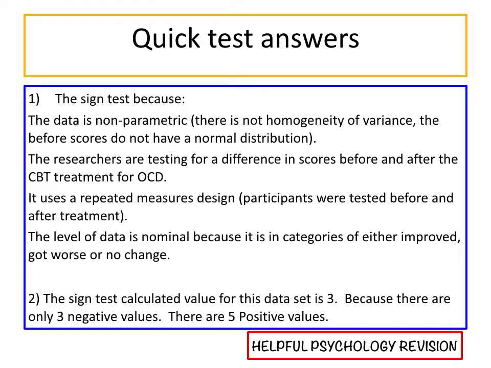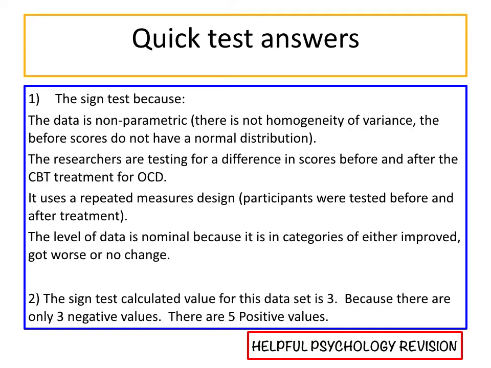The answers to that question then. The sign test is used because the data is non-parametric. There is not homogeneity of variance from the before scores, and they do not have a normal distribution. The data is testing for a difference in scores before and after the CBT treatment for OCD. It uses a repeated measures design because participants were tested before and after treatment, and the level of data is nominal because it is in categories of either improved, got worse or no change.